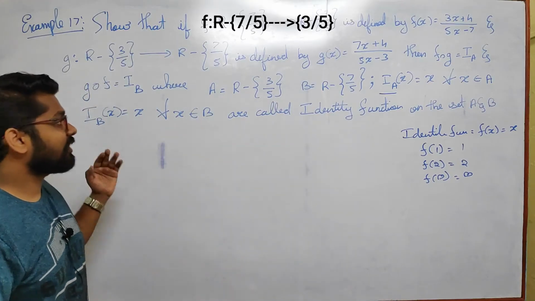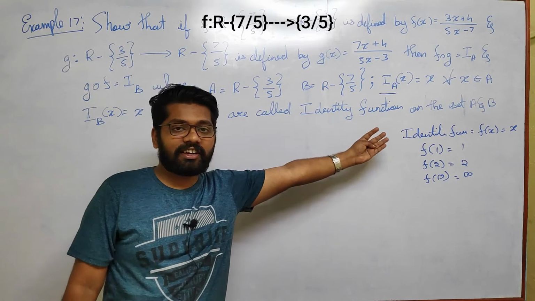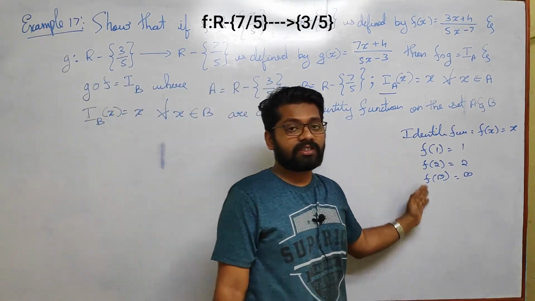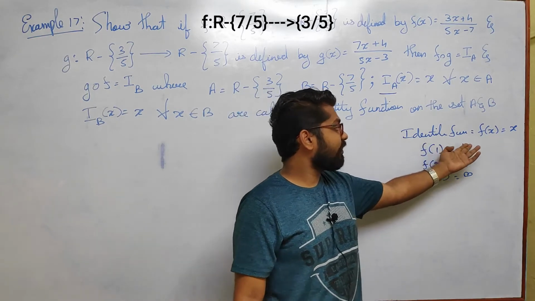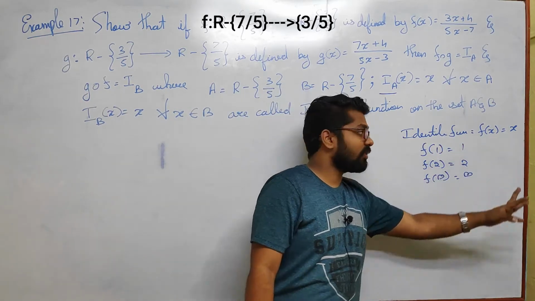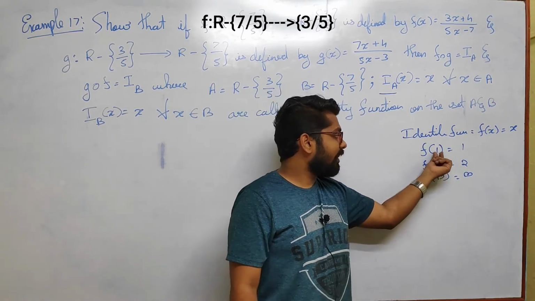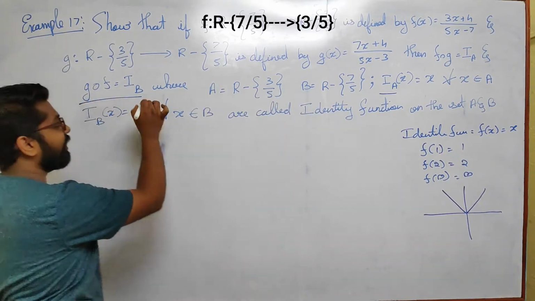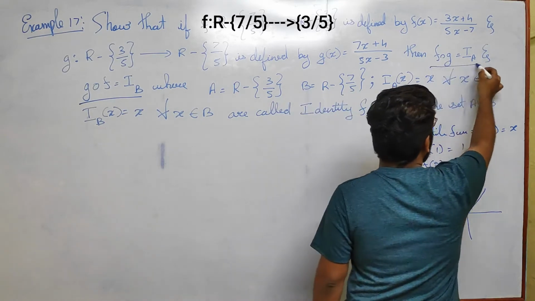Now, the next example: show that fog is an identity function and gof is also an identity function. If you look over this corner, the identity function is f of x equal to x. It means if you put any value, you are going to get the same value. What they have asked us to find here is fog and gof.